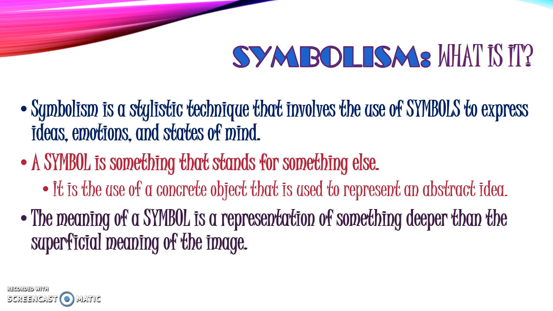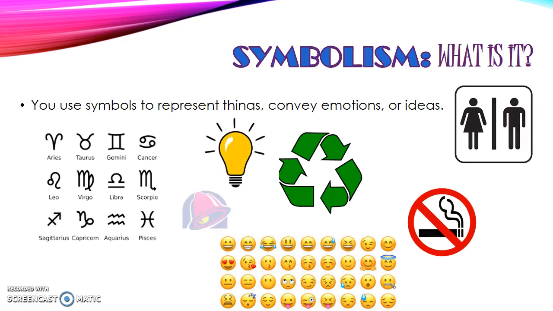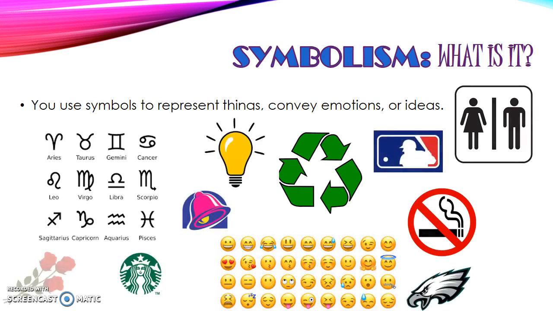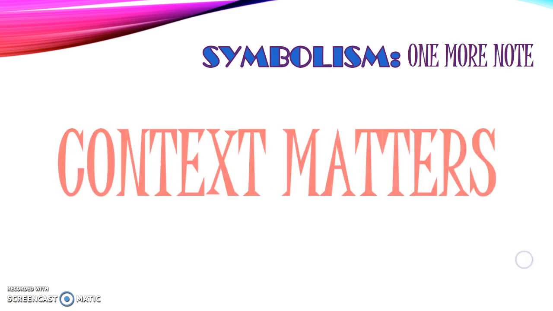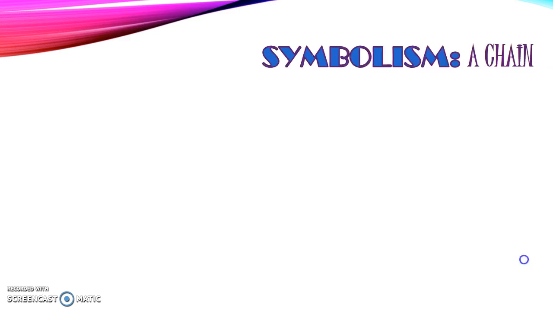The meaning of a symbol is a representation of something deeper than the superficial meaning of the image. You use symbols to represent things, convey emotions, or ideas. So here are some symbols that you're probably familiar with from day-to-day life or that you've seen around. One more note about symbolism before we dig a little bit deeper and look at an example in literature. Context matters when it comes to symbolism.